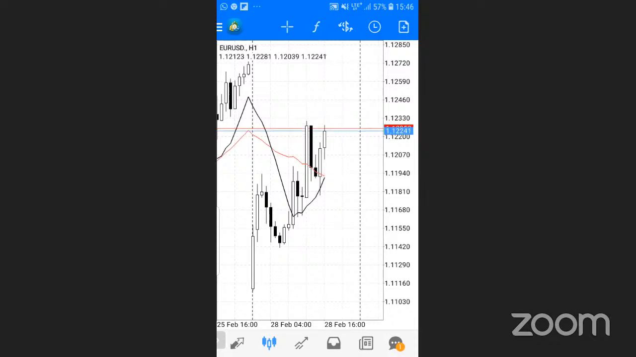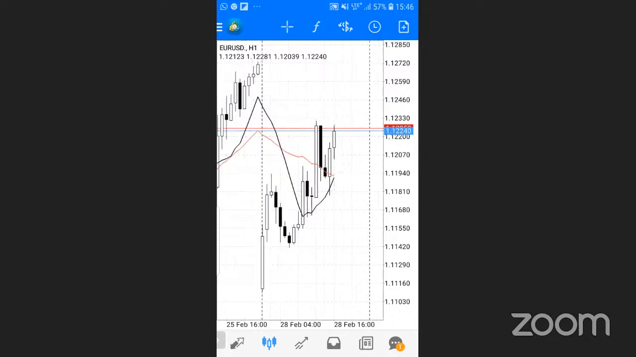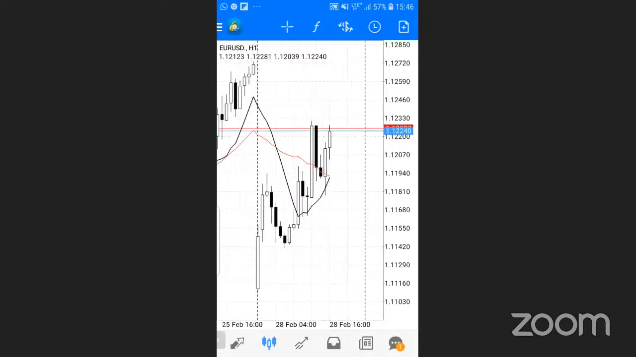Just like it has crossed the 20, this is where the current market price is. It has come from below and crossed above the 10 and it has crossed above the 20. Now, based on this H1 time frame, you can't buy here, you can't sell here. Because it's no longer giving you a sell signal in the sense that it has crossed above the 20 MA. But it's also not giving you a buy signal based on the fact that it's just crossing.